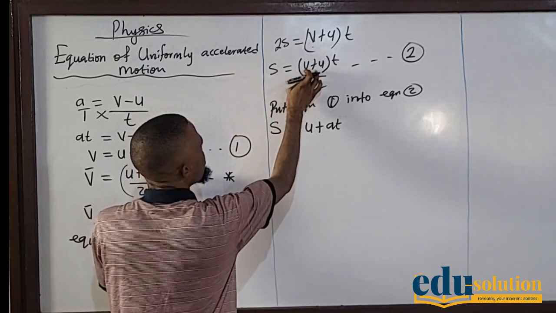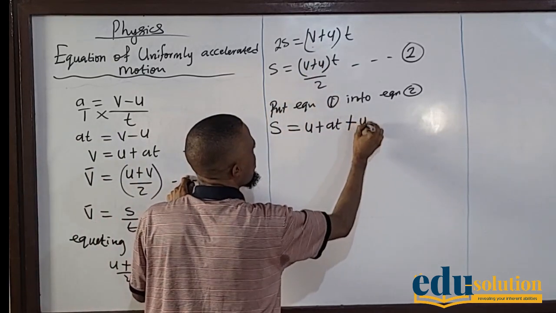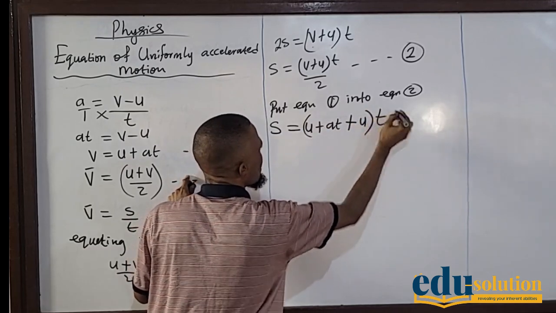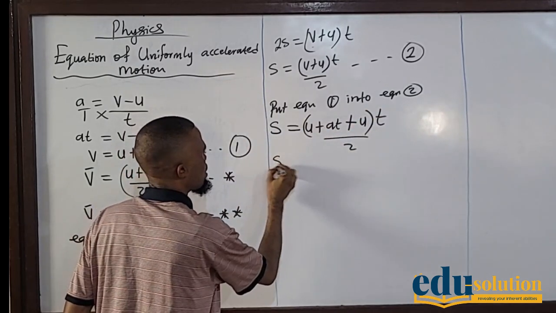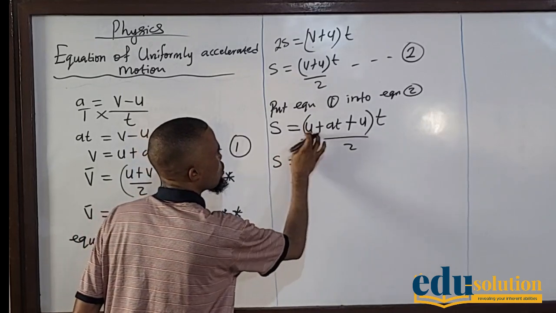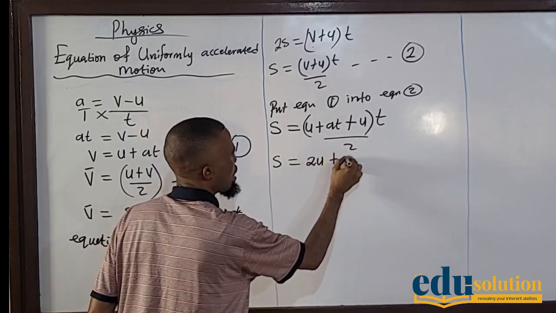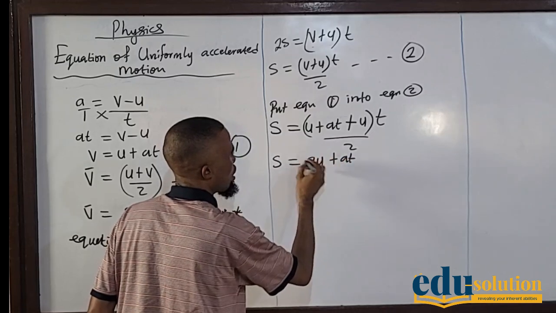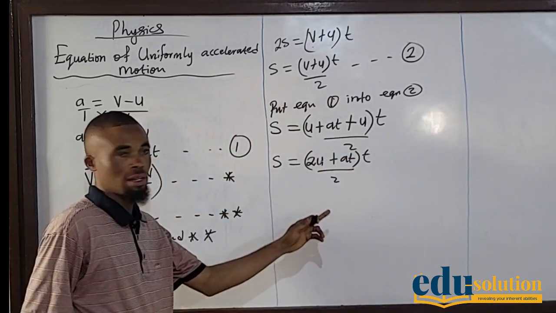We are using to represent this, and then we have a plus, and then we have a u. So don't forget there is a t at the back. So all divided by 2. So that we now have that s is equal to u plus u is giving us what? 2u, and then we have plus at, and then we have times t over 2. So I hope you are getting it.